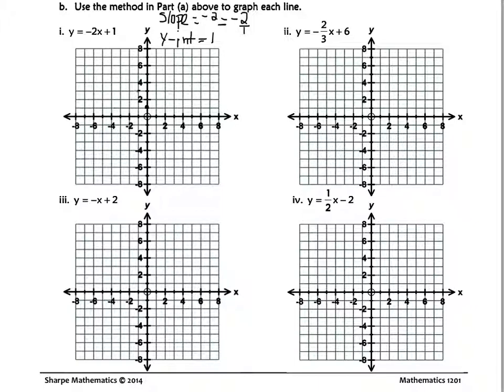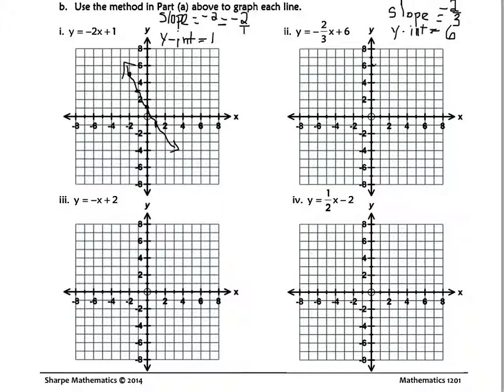So we're going to plot the y-intercept and then count slope. Up 2, left 1, up 2, left 1, or we could have, from our starting point, our y-intercept, gone down 2, right 1. And there's the first line. The next one, the slope would be 2/3 but negative, and the y-intercept would be 6.